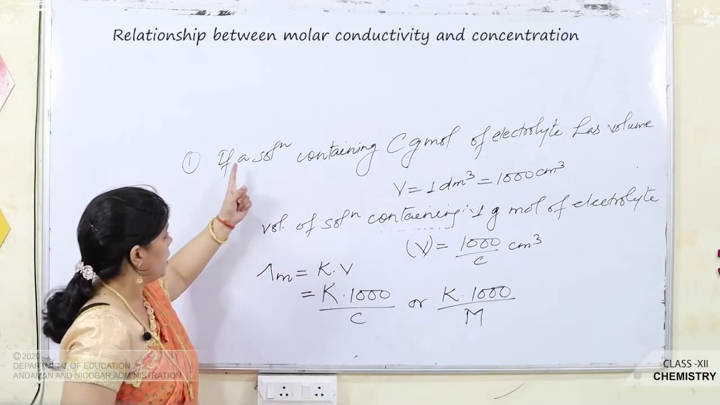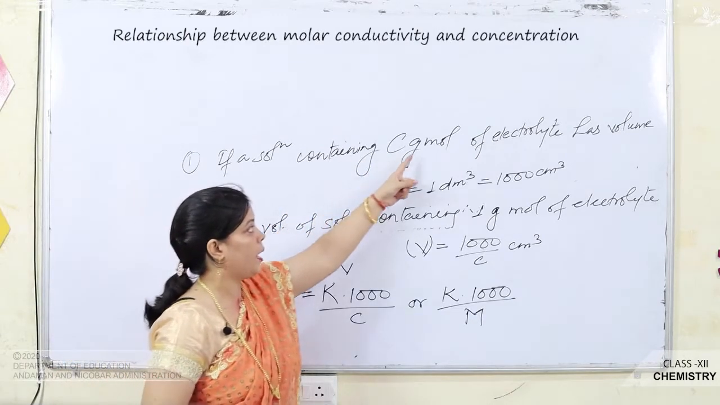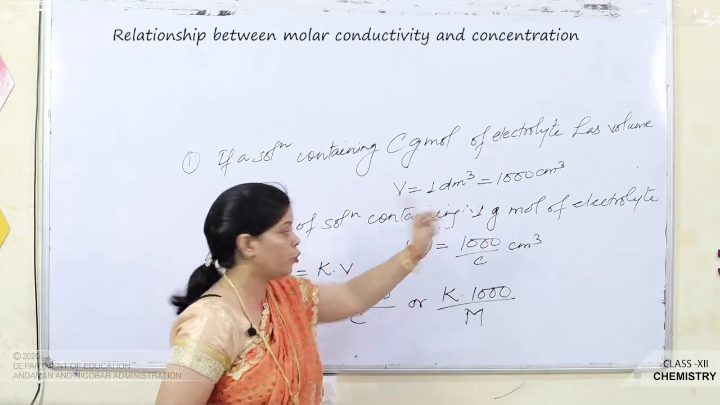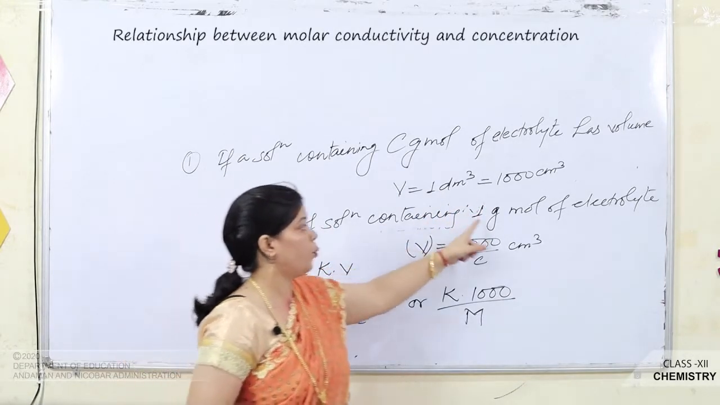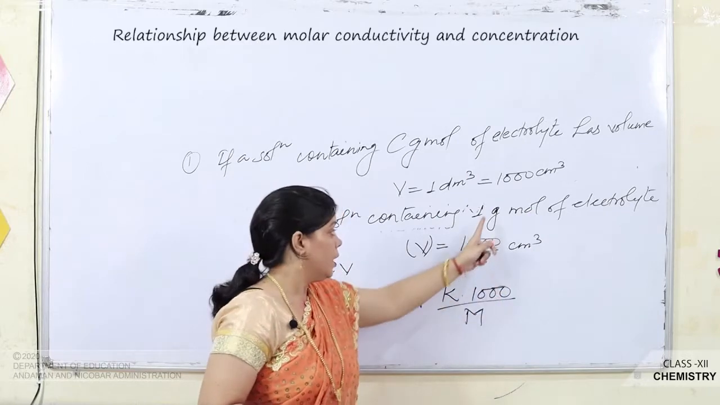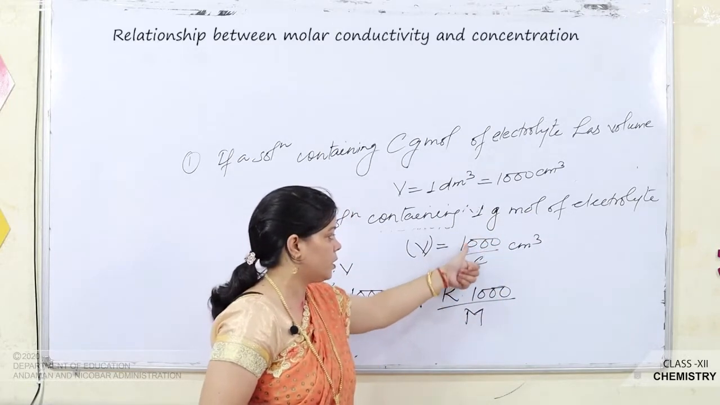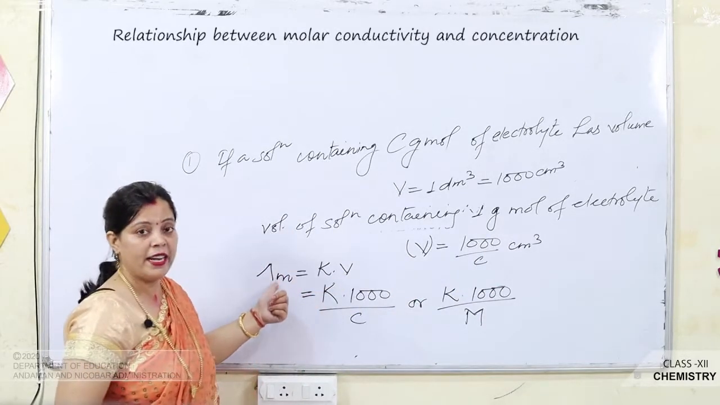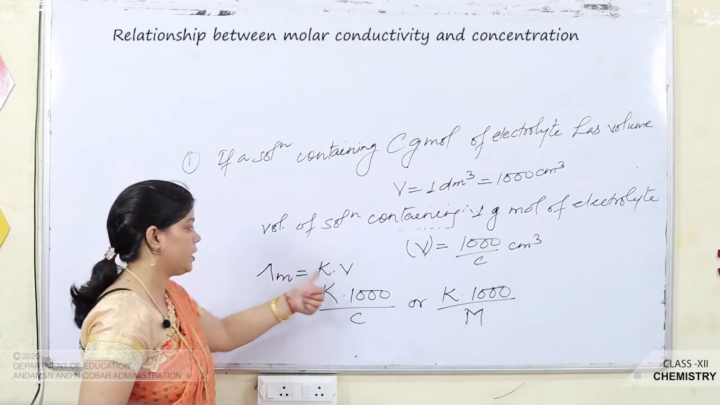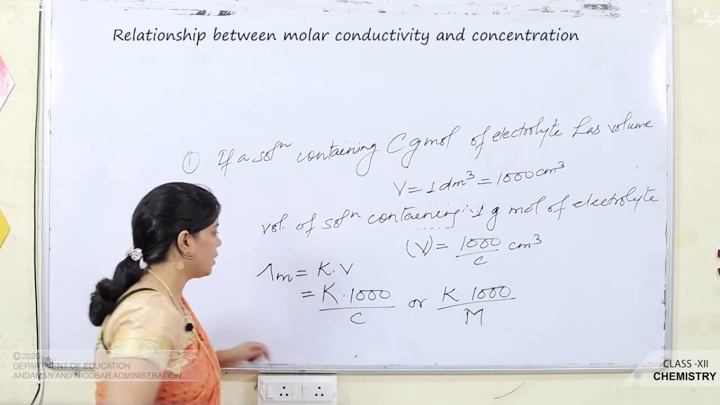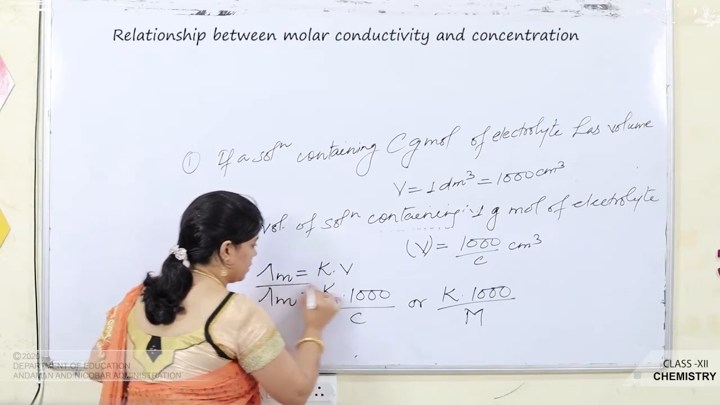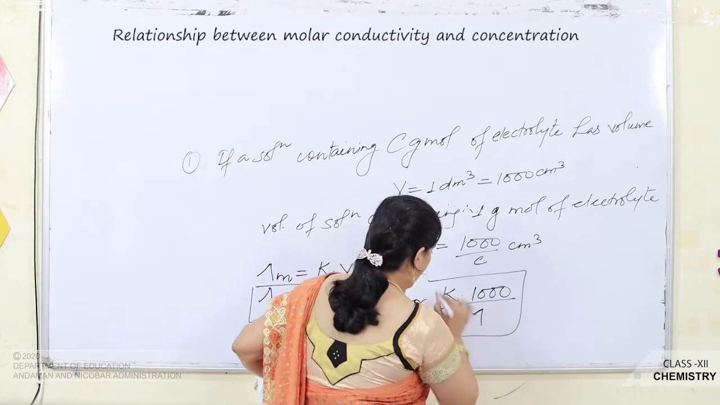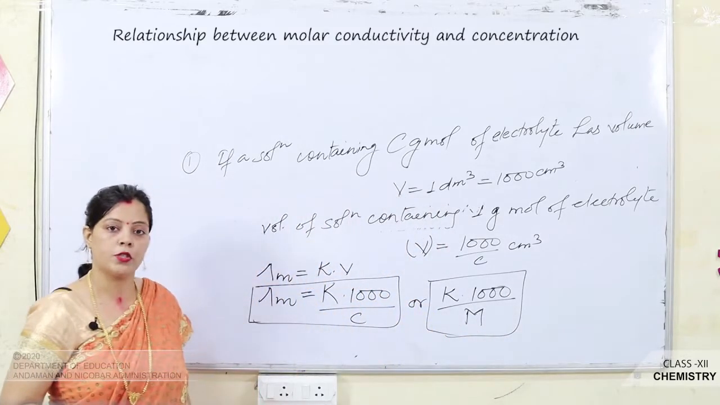So here we first assume that if the solution containing C gram mole of electrolyte has the volume V equal to 1 dm cube or 1000 centimeter cube, then the volume of the solution containing 1 gram mole of electrolyte, where C represents the concentration, V is equal to what? 1000 by C centimeter cube. Then after substituting this value in the equation which relates the conductivity and molar conductivity, we got the relation: the molar conductivity is equal to conductivity into 1000 by C, or we can relate it to molarity, that is, the conductivity into 1000 by M.